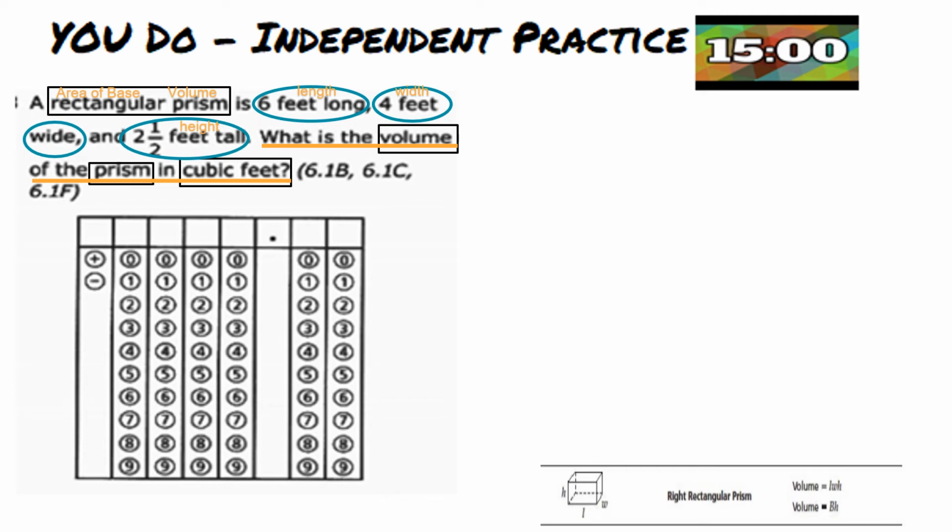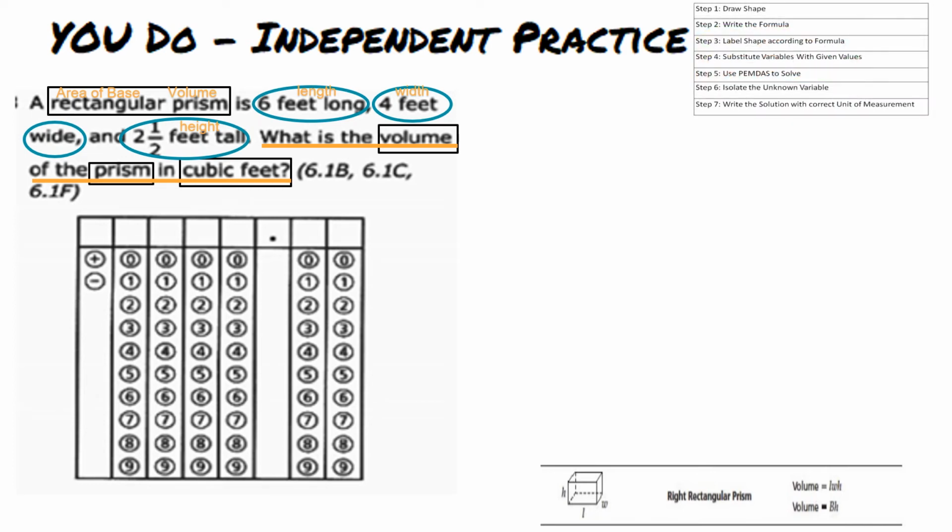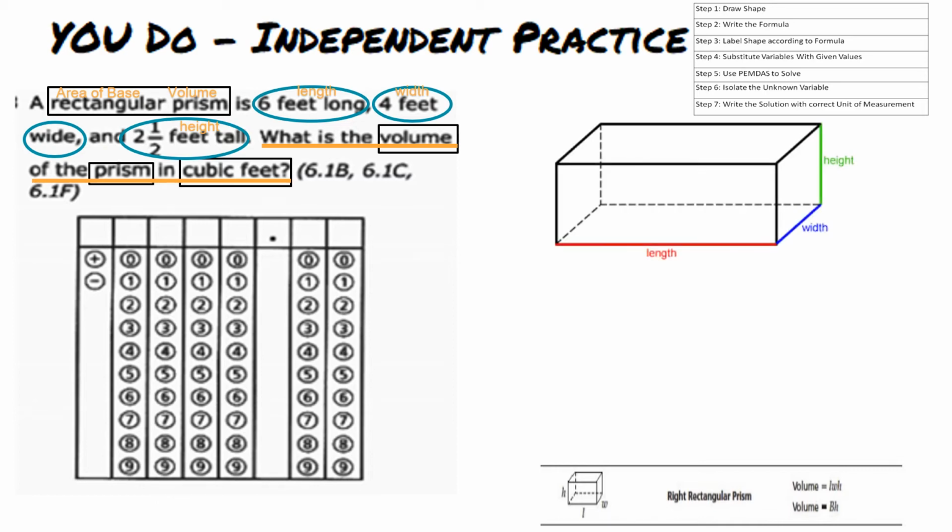Now, let's move on to strategies and processes that we have learned in class and utilize them to solve this problem. First, let's draw a shape. We drew a rectangular prism. Now, let's write the formula from our reference chart on our paper. Volume equals area of base times height, or volume equals length times width times height.